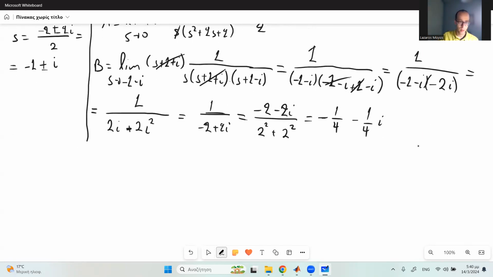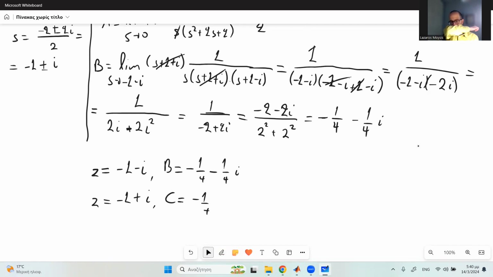So let's see. One of these roots, which is minus 1 minus i, has this coefficient beta, which is minus 1 over 4 minus 1 over 4i. And the other pole, which is minus 1 plus i, has this coefficient c, which is minus 1 over 4 plus 1 over 4i. So which of these are we going to take for the angle? We're going to take c because this corresponds to the positive part of the roots.